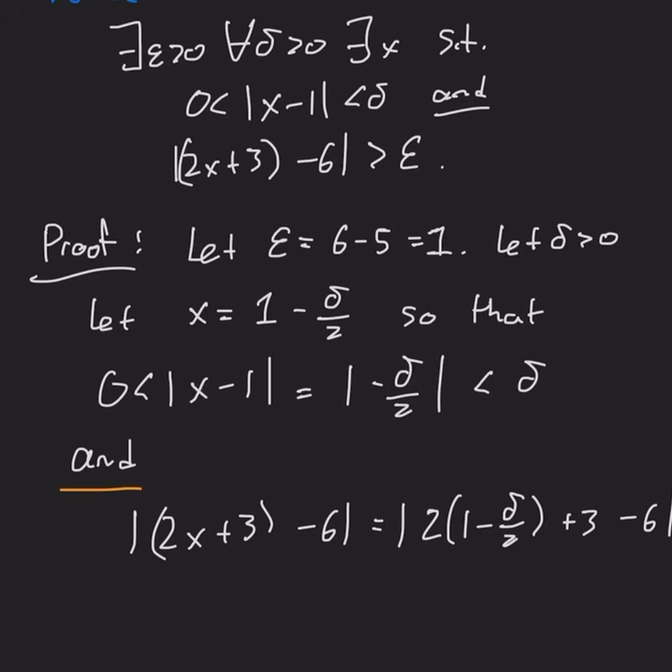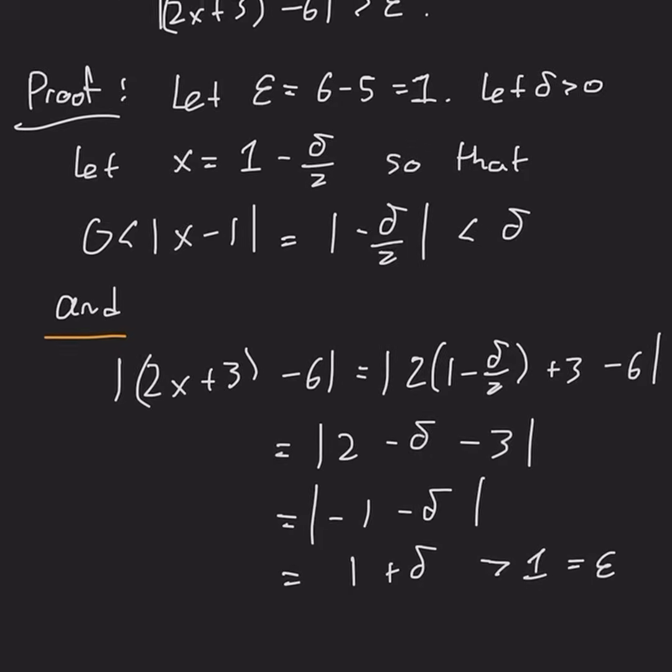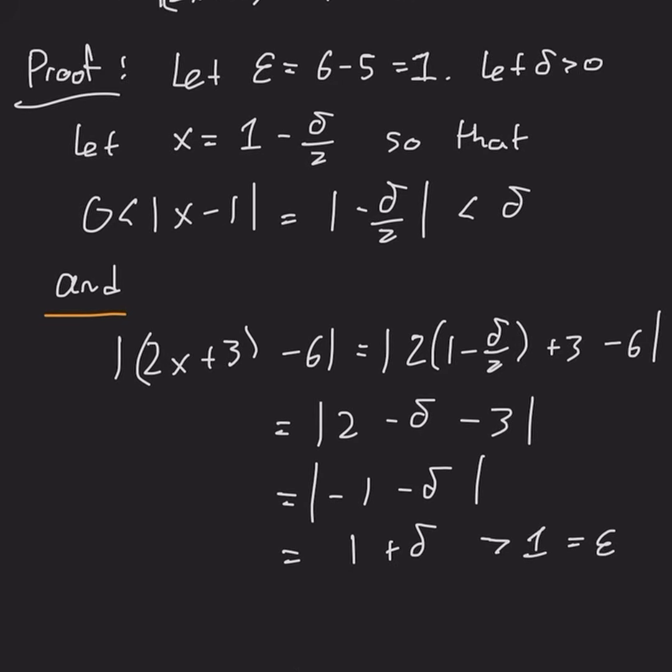Expanding and collecting some terms, that's just |2 minus delta minus 3|, which is the absolute value of negative 1 minus delta, which is just 1 plus delta. And that's greater than 1, which is epsilon. So that's actually verifying the negative definition of limit.